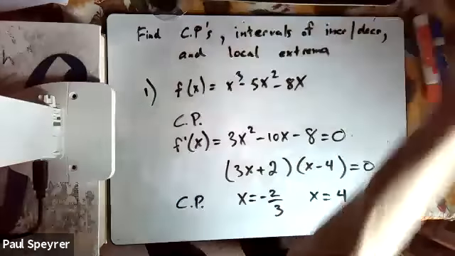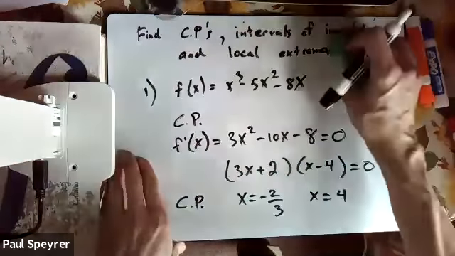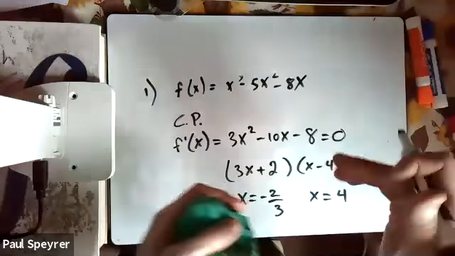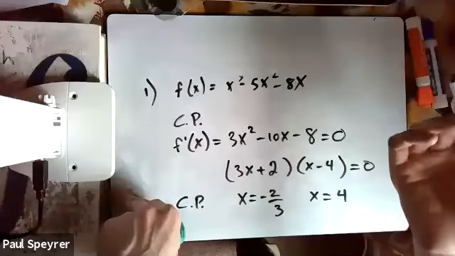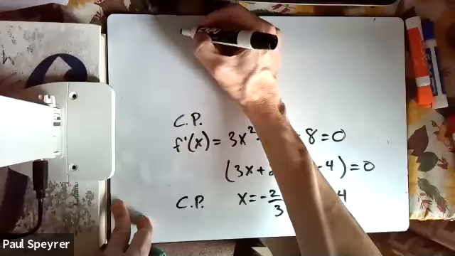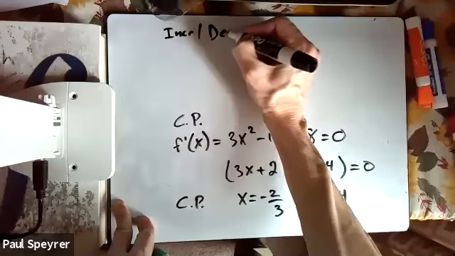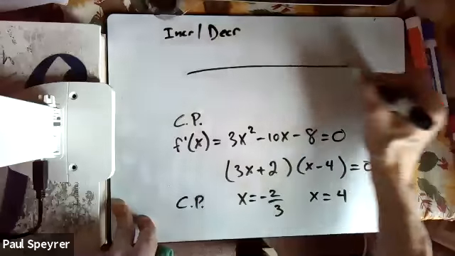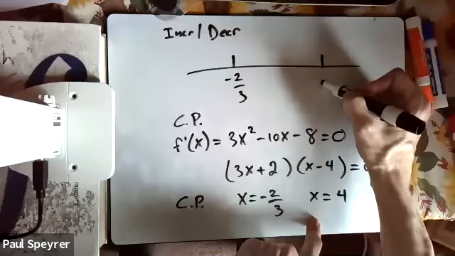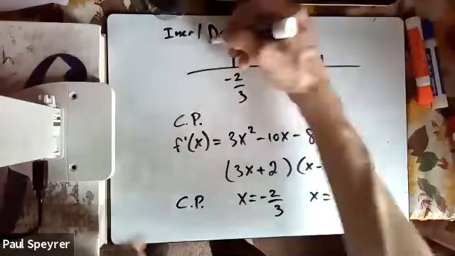But now we need to figure out where this thing is increasing and decreasing, right? Because that's what we were also asked for. How do we do that? Well, we're going to make a number line, right? You kind of did this in 130 right here. So how do we find out where a function is increasing and decreasing? Using those critical points, they're going to serve as boundaries, okay? And we're going to choose test values within these three regions.